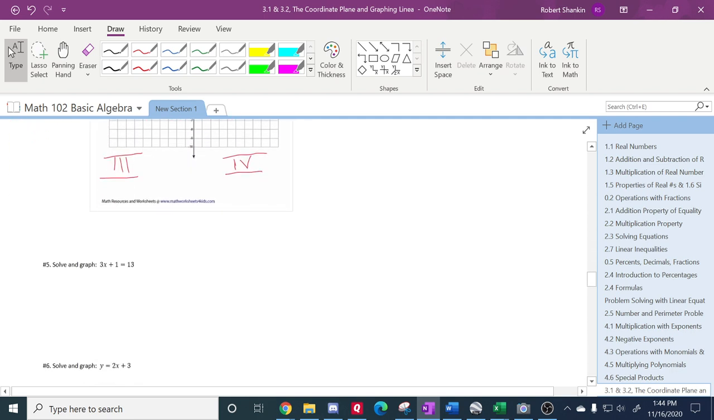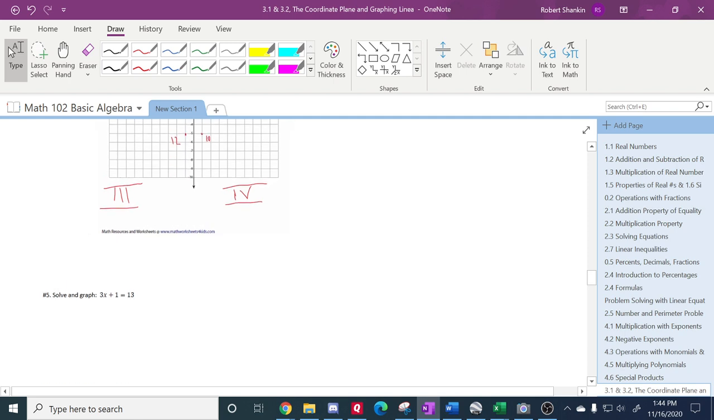Now, a nice simple problem. Well, the graph will be so simple. Do number 5. Solve and graph 3x plus 1 equals 13. And I'm going to give you a minute because the graph part's going to seem a little crazy.